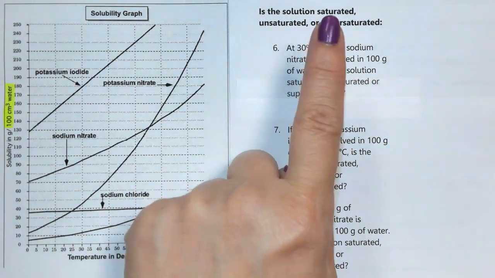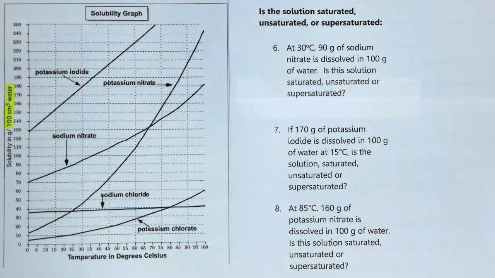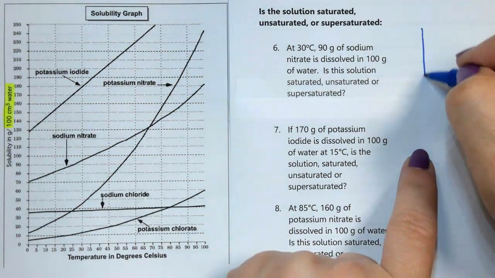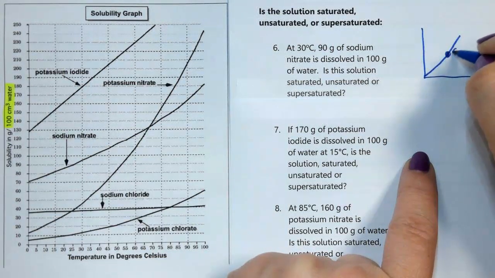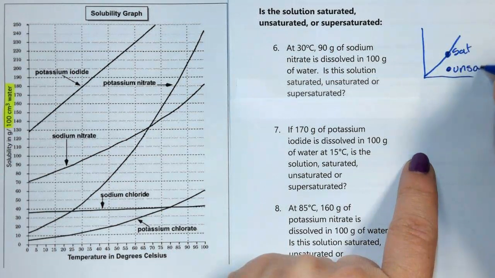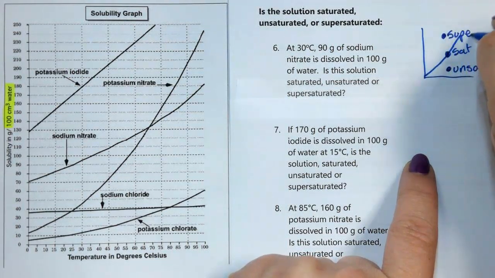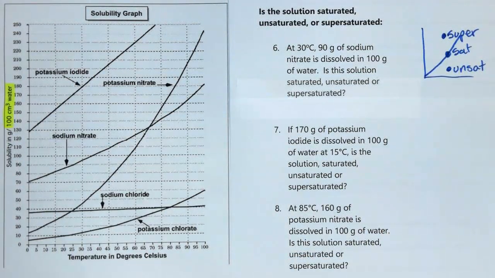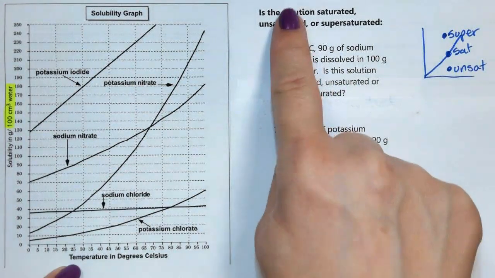Is the solution saturated, unsaturated, or supersaturated? To know this, we want to look at our graph, and we're going to plot the point. If it's on the line, it's saturated. If it's below the line, it's unsaturated, and if it's above the line, it's supersaturated. So that's our quick look at how to answer these questions. Let's look at number 6.